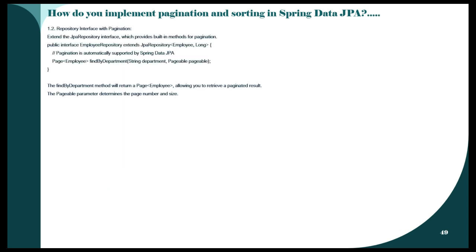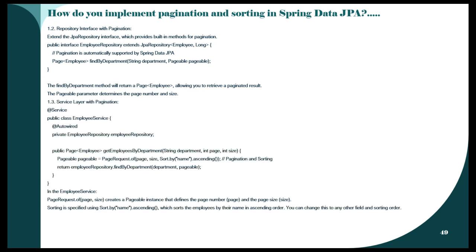Now if you see here, we have extended that particular interface, JpaRepository, and under that we have written a findByDepartment method. There is a Pageable which we pass in as an interface, so it is going to be retrieved as a paginated result. So this is how the full code would look.